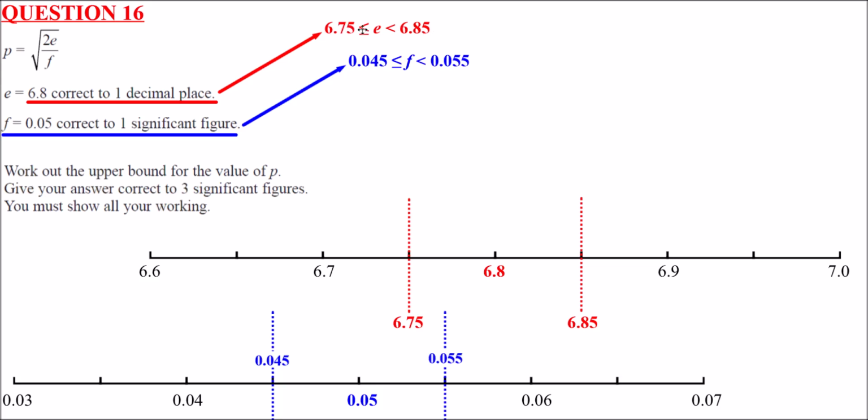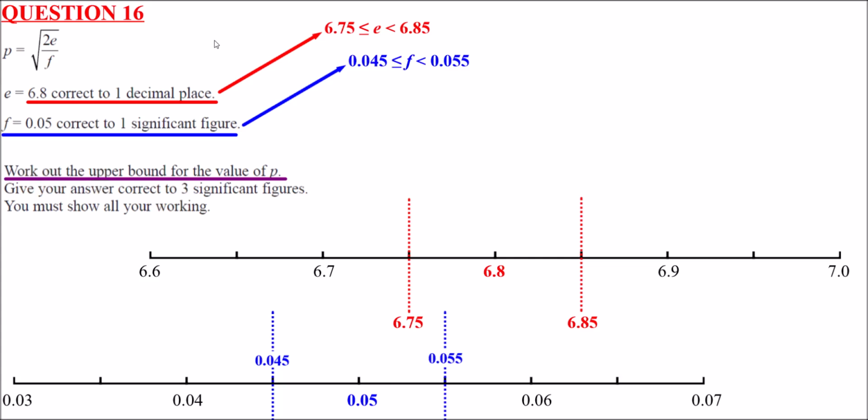So using these error intervals, we're actually asked to work out an upper bound for the value of P. Upper bound means the absolute maximum P could be. So to make P the maximum possible value, we need to make the top of this fraction as big as possible. In other words, we're going to pick the maximum possible E, whereas to make the fraction as big as possible, we also need to make the bottom of this fraction as small as possible. So we're going to pick F is 0.045.